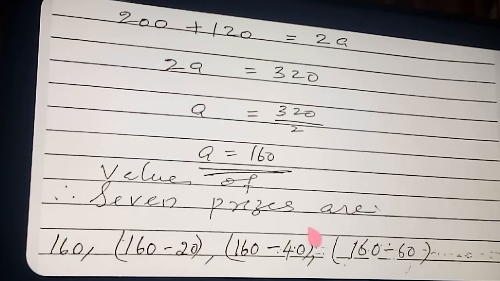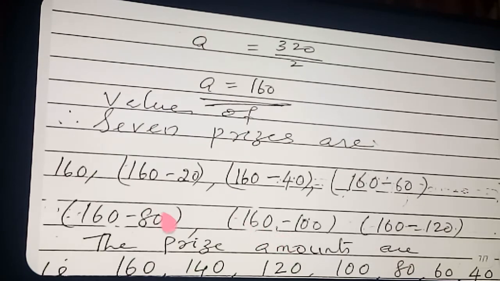Therefore the values of the 7 prices: what is already told? 20 decreasing. So first price is 160. Second price 160 minus 20. Third price 160 minus 20 minus 20, so minus 40. Again 160 minus 60, and 160 minus 80, 160 minus 100, 160 minus 120. Here again 20 decreasing each time. Count and see how many prices: 1, 2, 3, 4, 5, 6, 7 prices came.